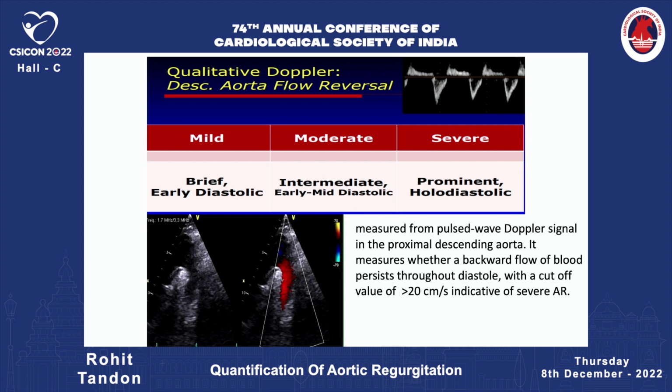The genu, the isthmus right there. So you place it exactly there. You standardize it. So there, if you see a lot of backflow and it is pan-diastolic, that confirms that the patient has got severe aortic regurgitation.